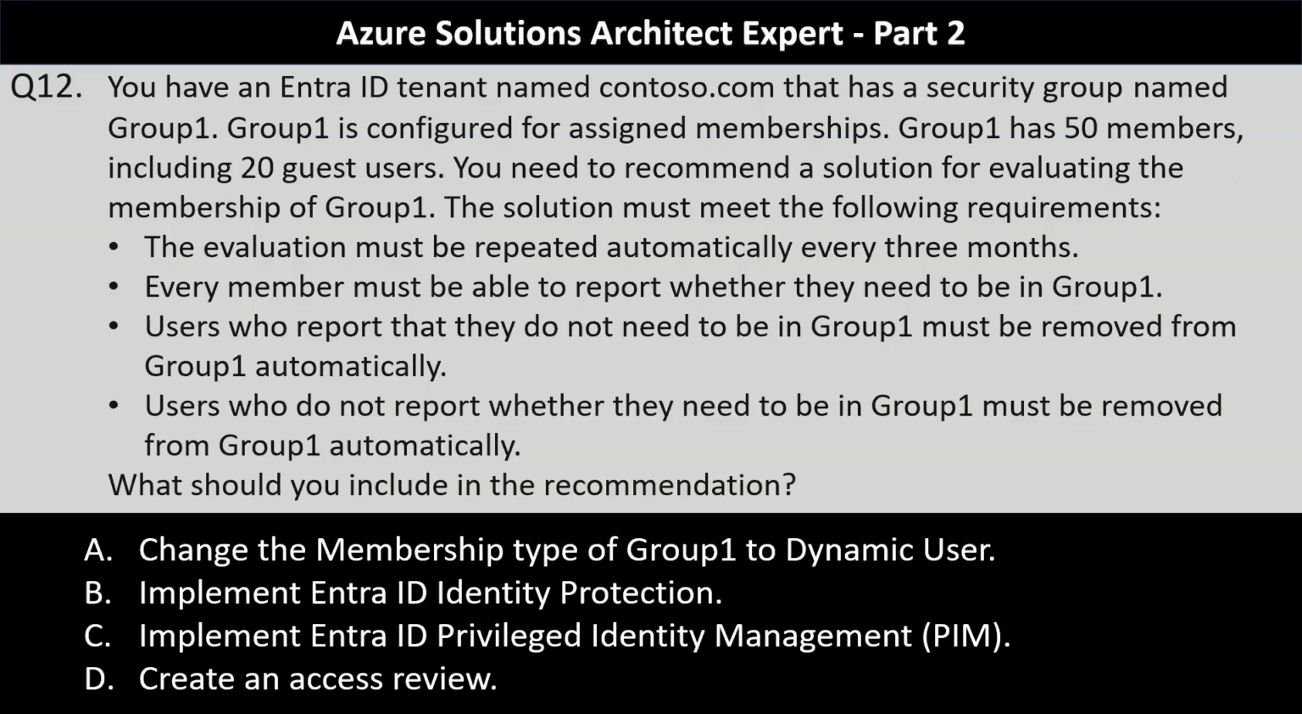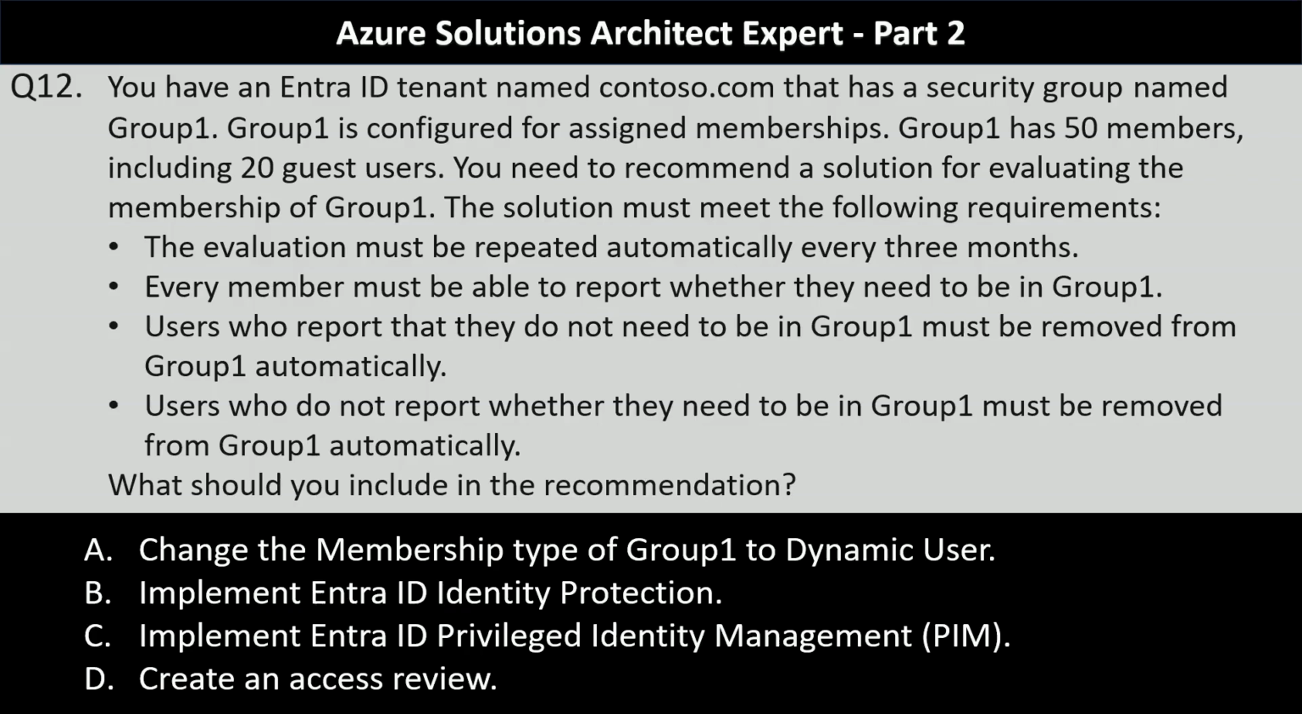You have an Entra ID tenant named contoso.com that has a security group named Group 1. Group 1 is configured for assigned membership. Group 1 has 50 members, including 20 guest users. You need to recommend a solution for evaluating the membership of Group 1.